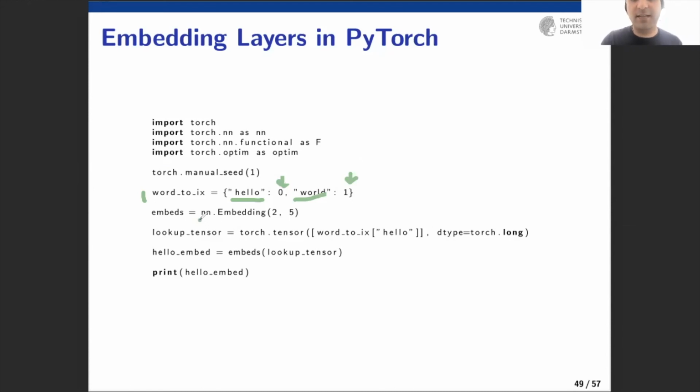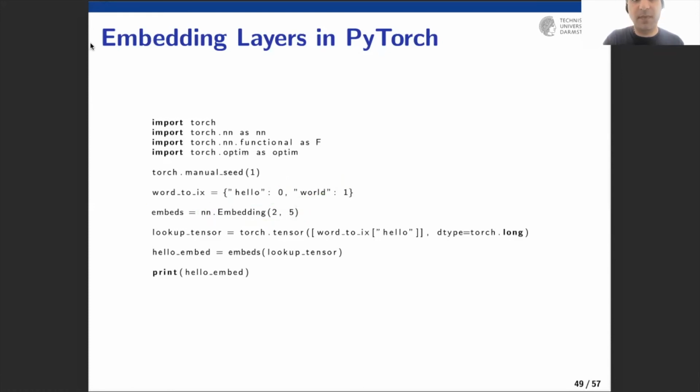The embedding layer is very easy to define. The embedding is a module in the neural network package. So you define the input dimension and the output dimension. The input dimension is equal to the number of words that you have in the vocabulary. So here we have 2 words, hello and world. So the input is 2, and the output is the dimension of the word embeddings that we want to get.